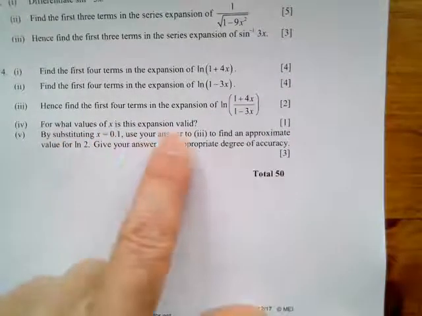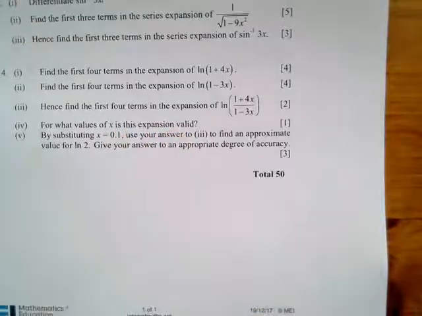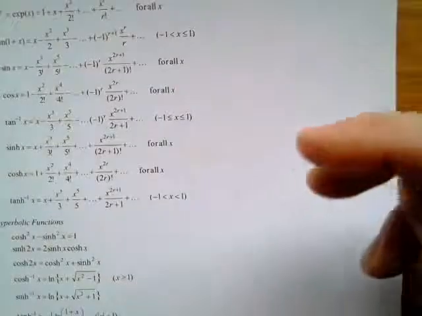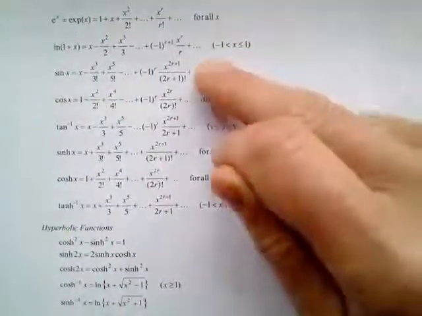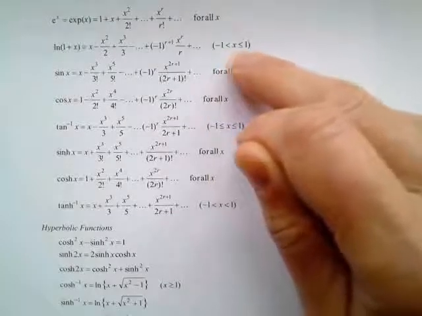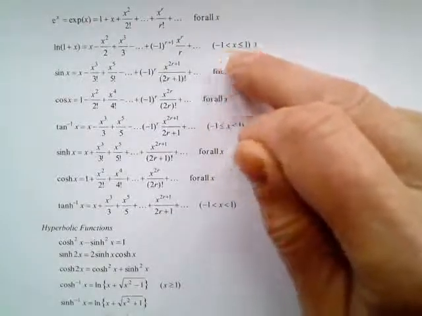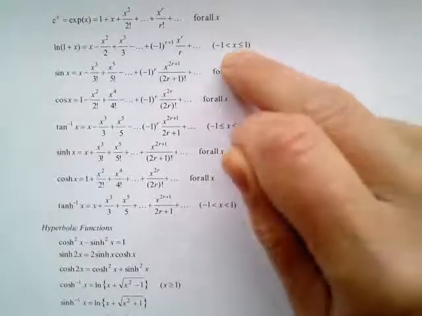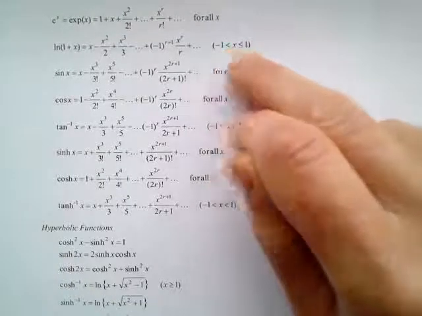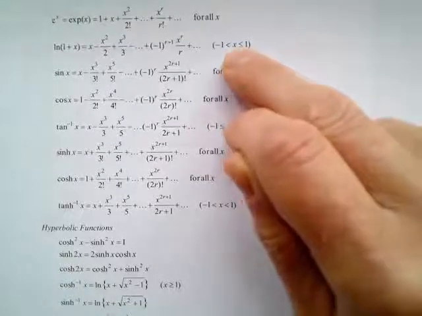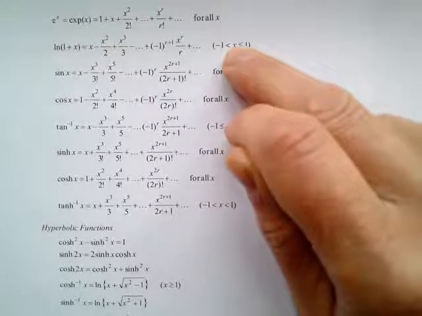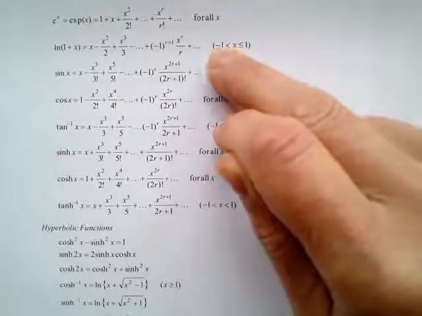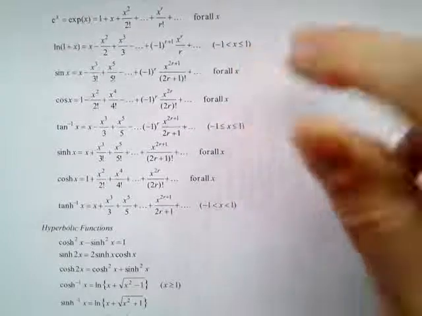I haven't talked much about validity. Some of the series expansions are valid for all values of x, most notably e to the x, sin x and cos x. But ones with an ln are only valid for a set of values, and this is the set of values it's valid for. Now, if the x isn't an x but is something else, you can still use this validity, but you must then change that. Say it was 3x, you put a 3x there, and then divide by 3, and that would become minus a third, and that would become a third, as an example.